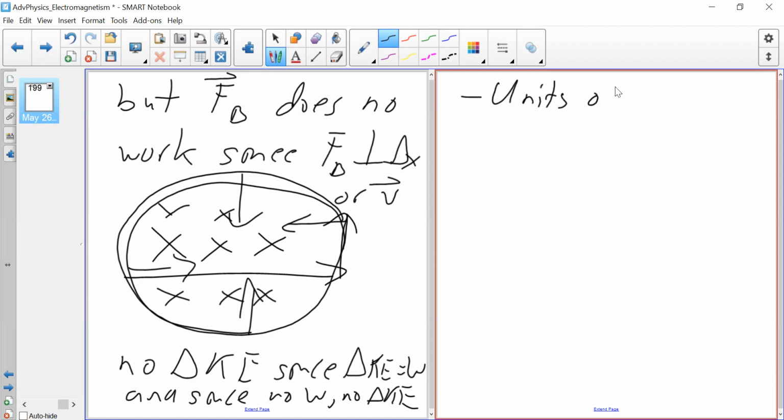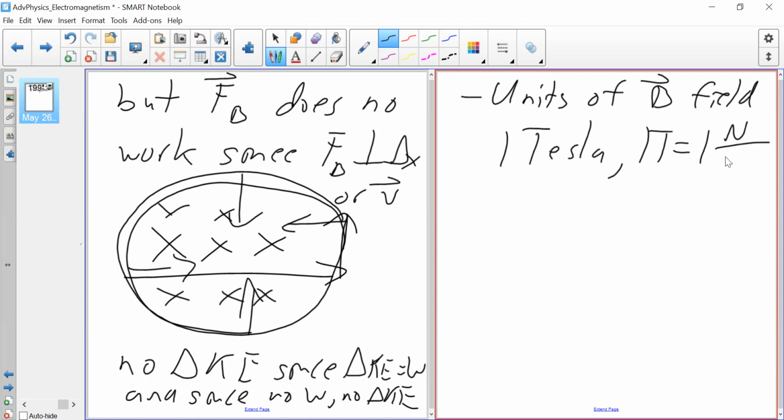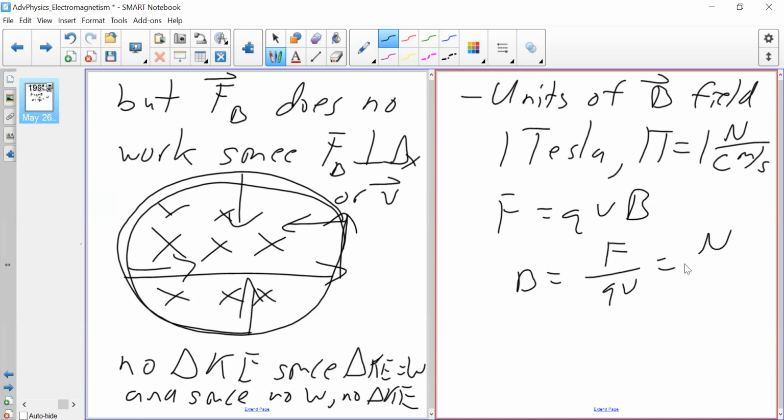So the unit of magnetic field, you guessed it, is the Tesla. 1 Tesla is equal to 1 Newton per Coulomb meter per second, because this is force divided by charge times velocity. Force is qvB, so magnetic field would be F over qv. That's Newton per Coulomb meter per second. We call that a Tesla.